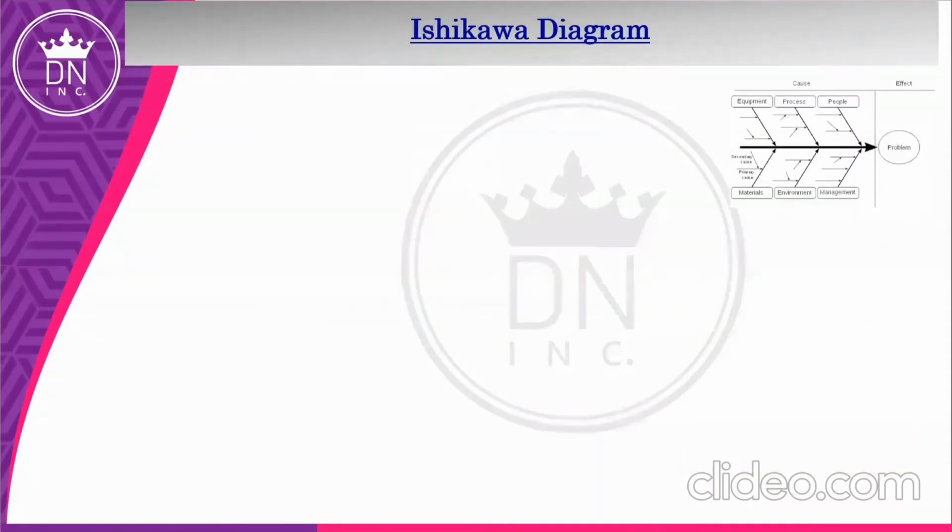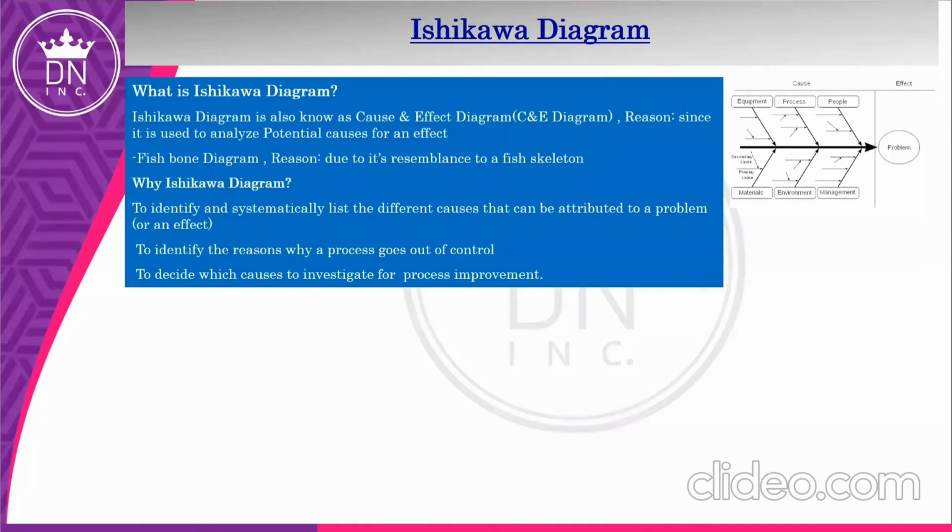The next tool is the Ishikawa diagram. The Ishikawa diagram is nothing but a cause and effect diagram. Another name for it is the fishbone diagram. Why is it called a cause and effect diagram? The reason is to analyze the potential causes for an effect. Why is it called a fishbone diagram? Because it resembles a fish skeleton. If you see the picture on the right side, it's like a fish skeleton.